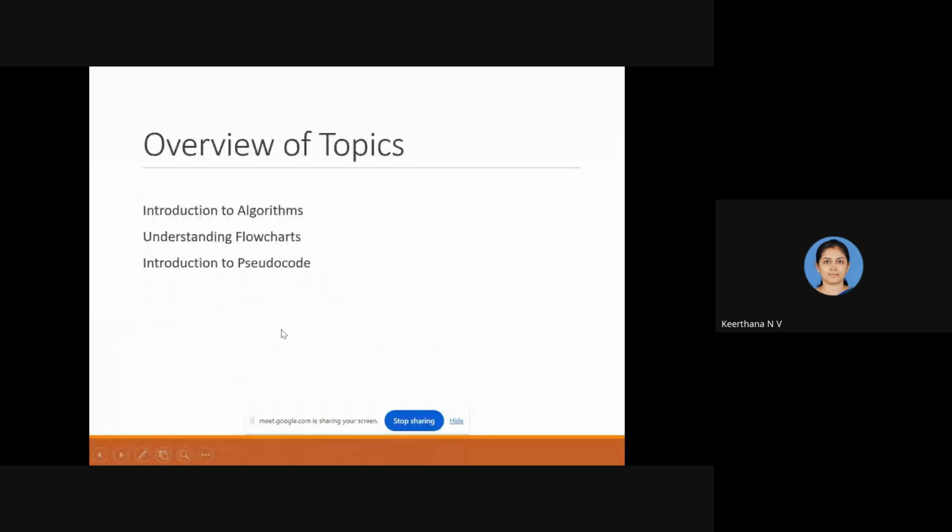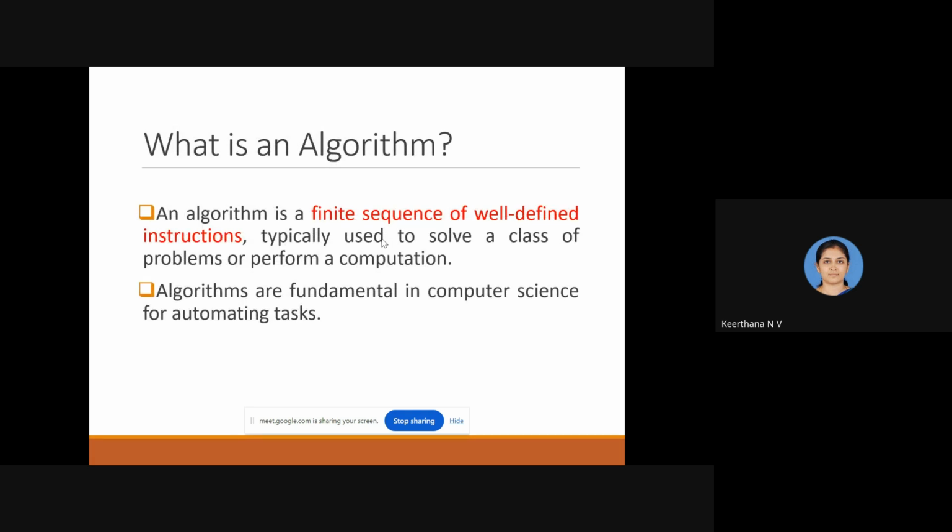In the morning session, we discussed what an algorithm is and how to write an algorithm, what is defined as a flowchart, and how to draw a flowchart. We discussed tools, that is the draw.io tool and the Raptor tool for drawing a flowchart. An algorithm, as I said before, is a finite sequence of well-defined instructions. It should be written in simple English language.